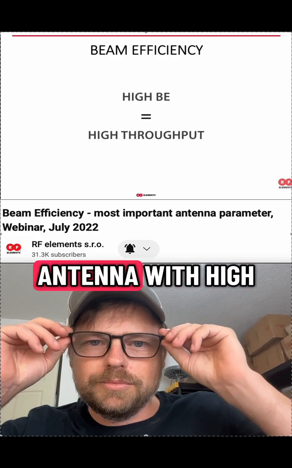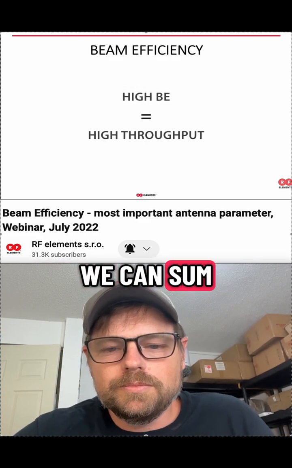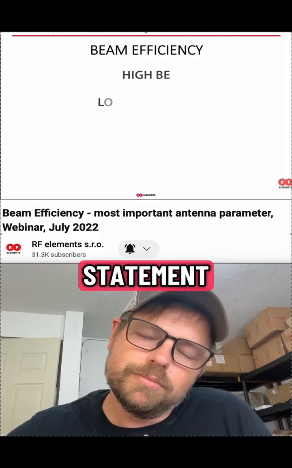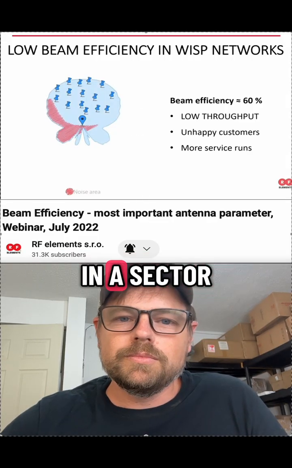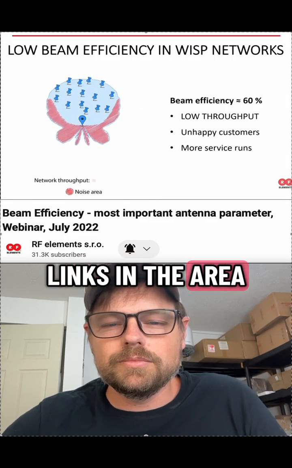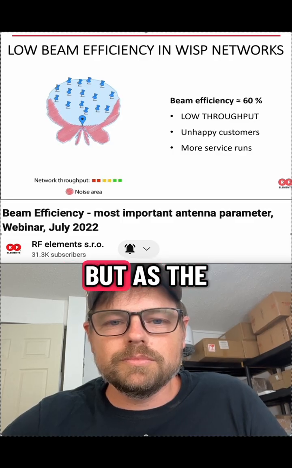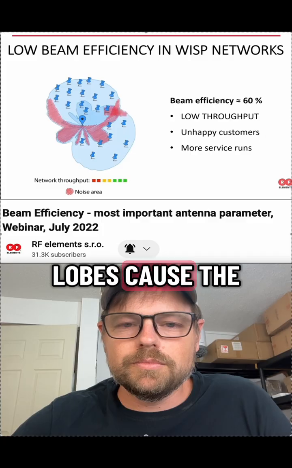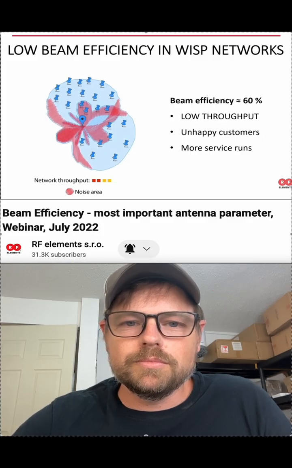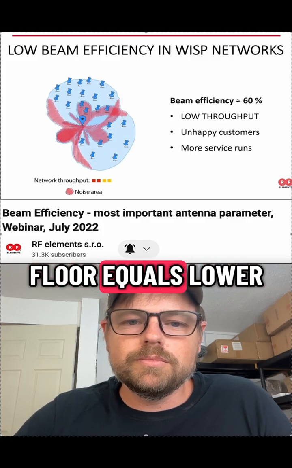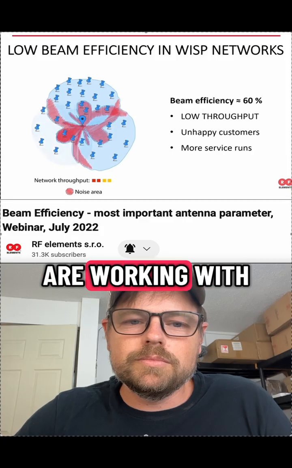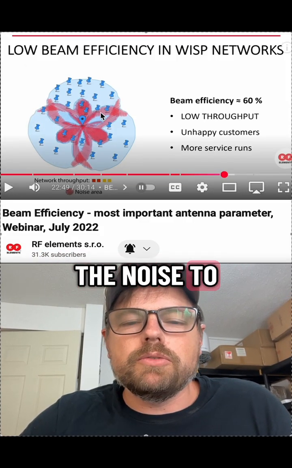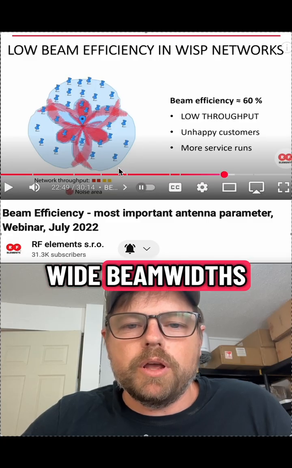So using an antenna with high beam efficiency, we can sum up the effect of high beam efficiency antennas into one statement: higher throughput. In a sector with no other links in the area, you don't mind the side lobes, but as the number of sectors grows, their side lobes cause the noise floor to rise. And a higher noise floor equals lower SNR the radios are working with, and eventually lower throughput. So what causes the noise to rise is these wide beam widths.